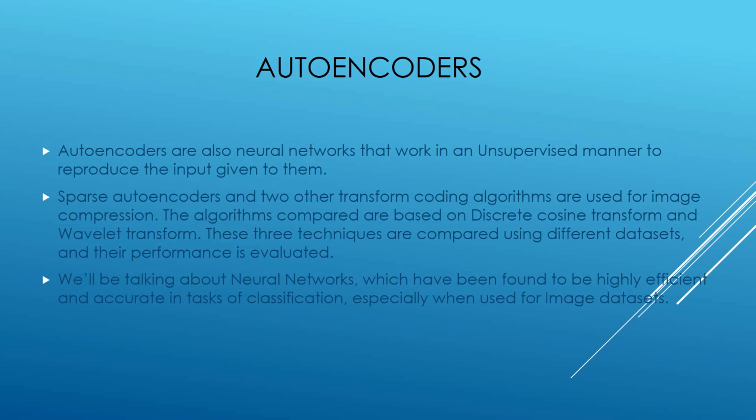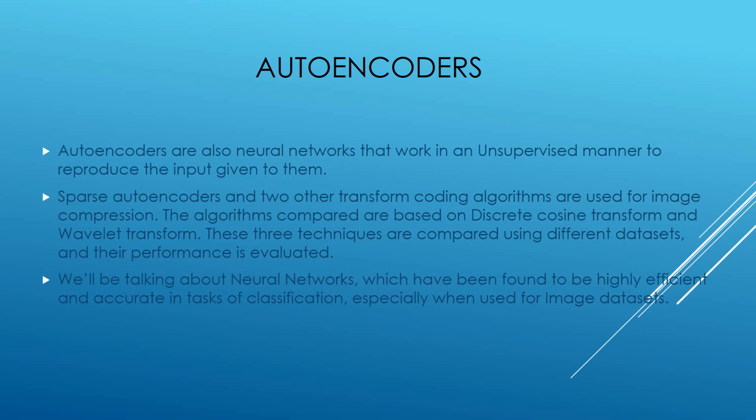Next, I'll be talking about autoencoders. Autoencoders are neural networks, and they work in an unsupervised manner to reproduce the input given to them. One kind of autoencoder is the sparse autoencoder, and two other transform coding algorithms are used for image compression. The algorithms compared are based on discrete cosine transform and wavelet transform. These three techniques are compared using different data sets and their performance is evaluated.